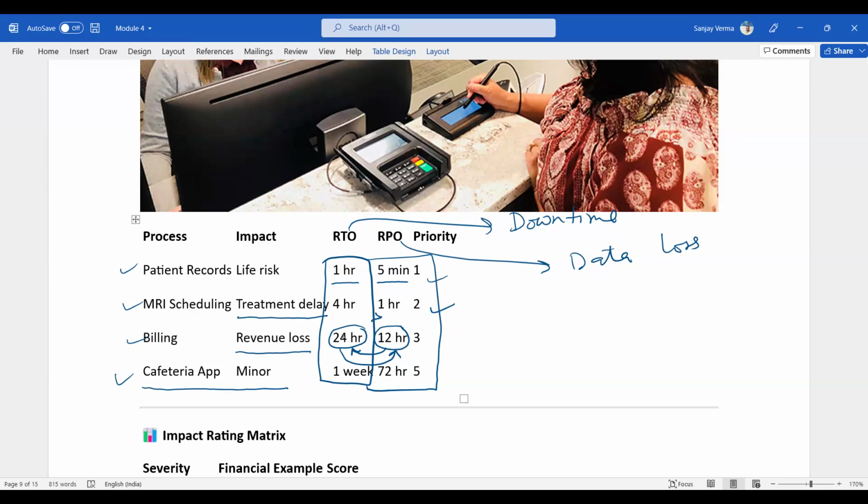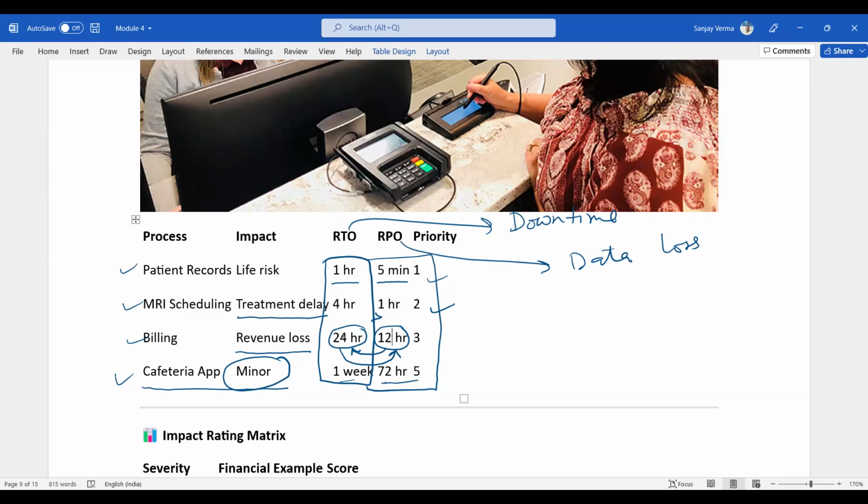It has a minor impact. You will have an experience impact. People will think, okay, your cafeteria is not working, this hospital is not good, other hospitals have very good cafeterias. Only those things might have impact. But if you have good doctors, good treatment, the cafeteria is not going to make a big impact. That is why the RTO is 1 week and the RPO is 72 hours.